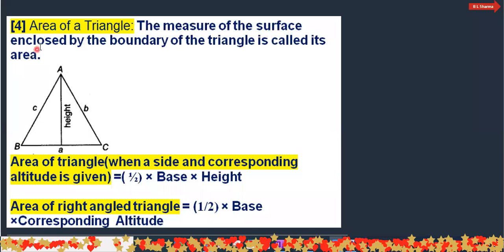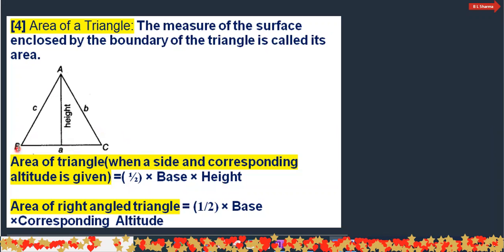And now, very important, area of a triangle. The measure of the surface enclosed by the boundary of the triangle is called its area. The area of a triangle can be found in two ways. One, when we know the base and altitude. So the area of a triangle when a side and the corresponding altitude are given. Let in triangle ABC, BC is given and this height, this altitude, is given. Then we know that the area of a triangle is given by half into base into corresponding height.